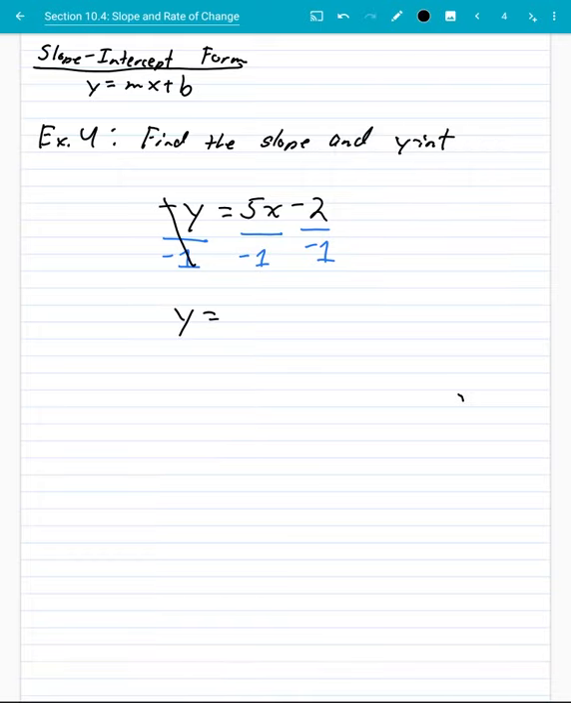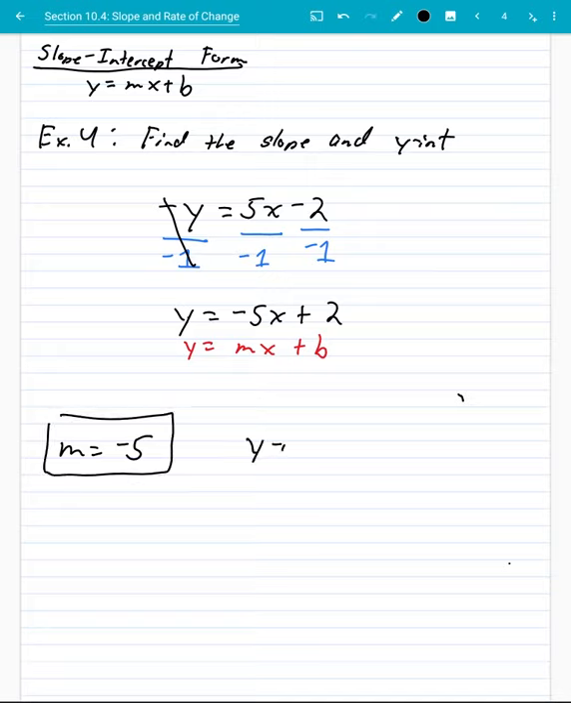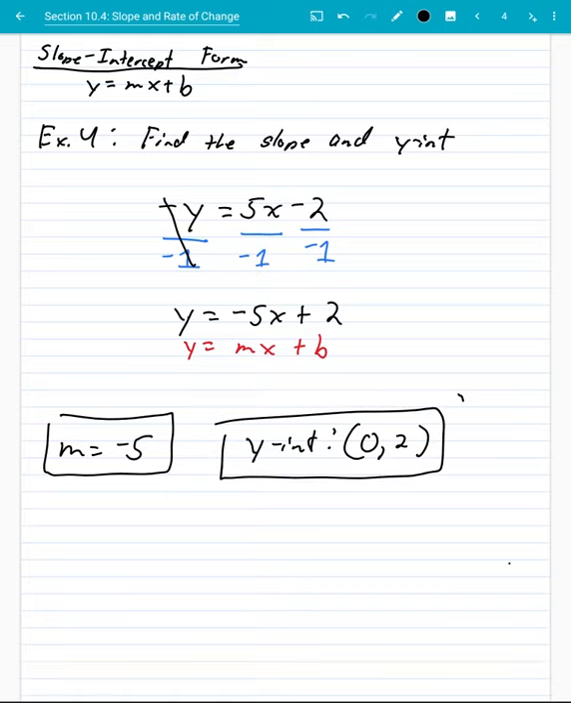That gives us y equals 5 divided by negative 1 gives us negative 5x. Negative 2 divided by negative 1 gives us positive 2. So now we can see it's in y equals mx plus b form. And we see our slope just by looking at the number that's in front of the x, it's negative 5. And then looking at the number for the y-intercept, that's going to be 2. So if it says it, put it as a coordinate point, 0, 2. And there you have it.